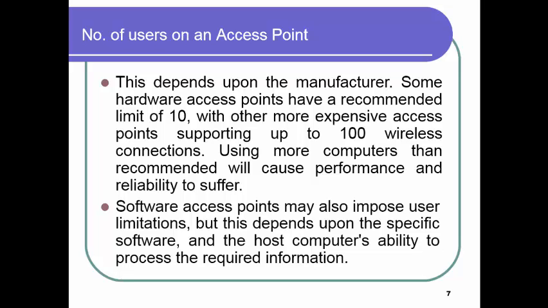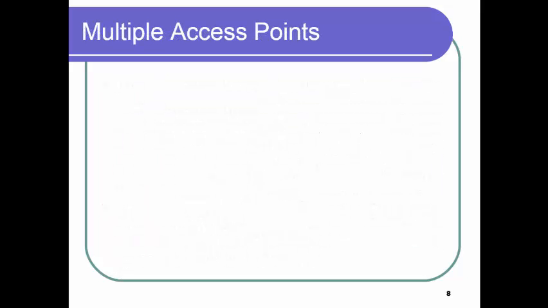Then a software access point may also impose user limitations, but this depends upon the specific software installed in the laptop or desktop working with the wireless adapters, and the host computer's ability to process the required information. So in a software access point based wireless network as well, if the number of users, mobile phones or gadgets increases, the performance of this software access point based network gets degraded.